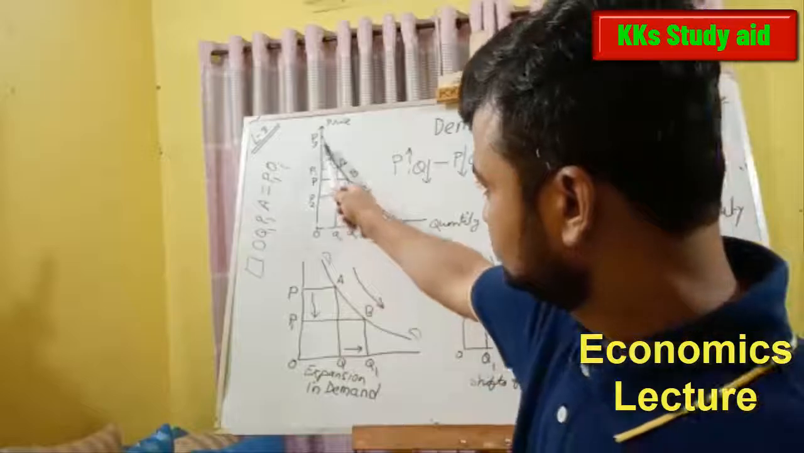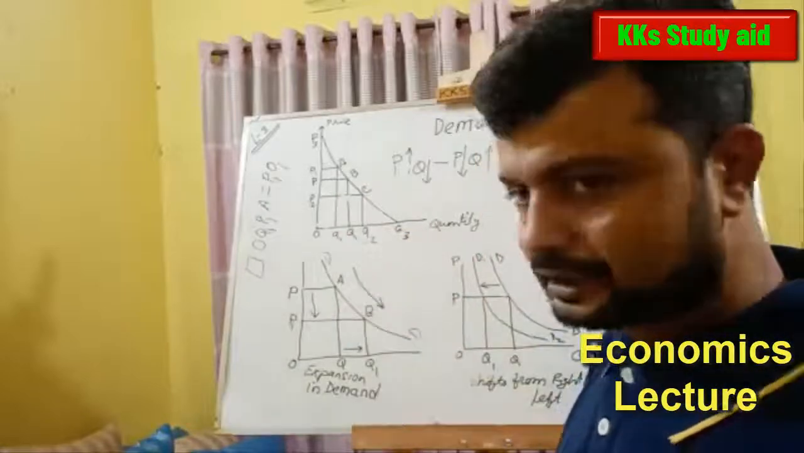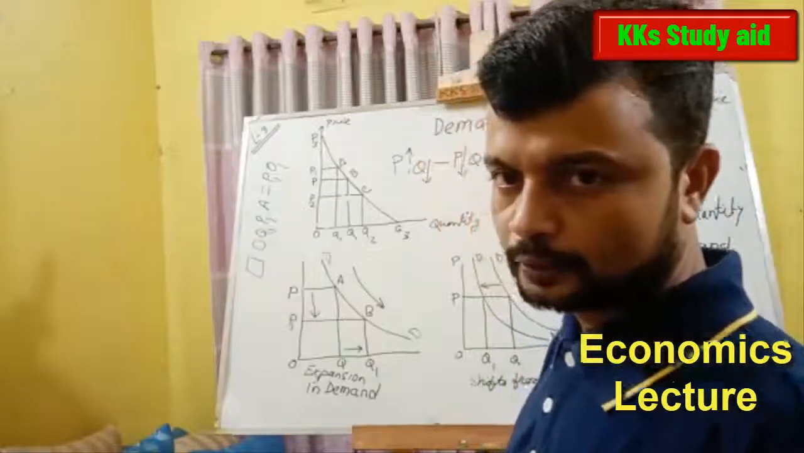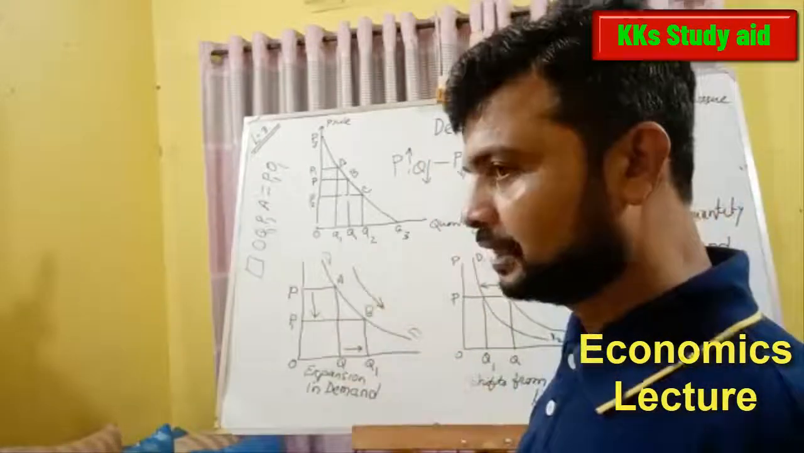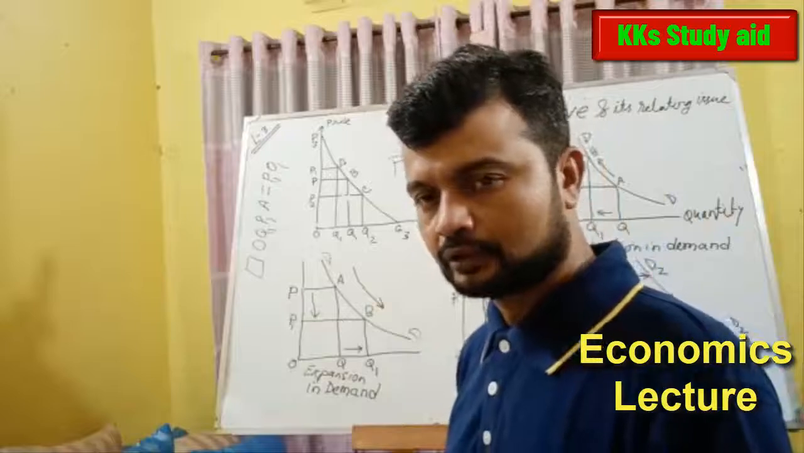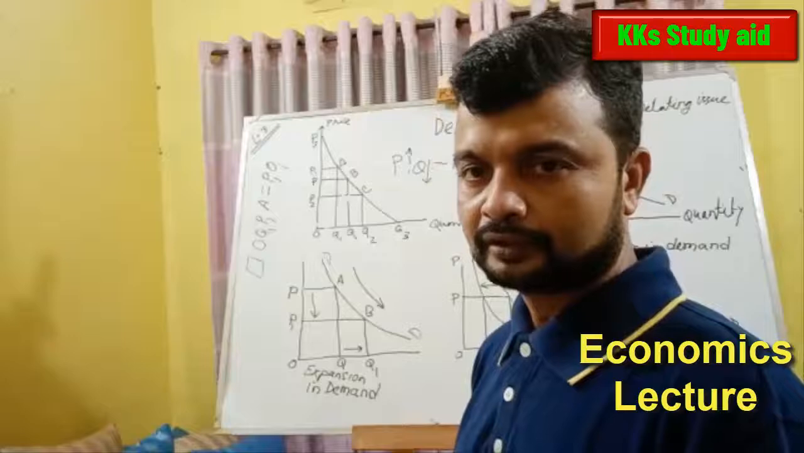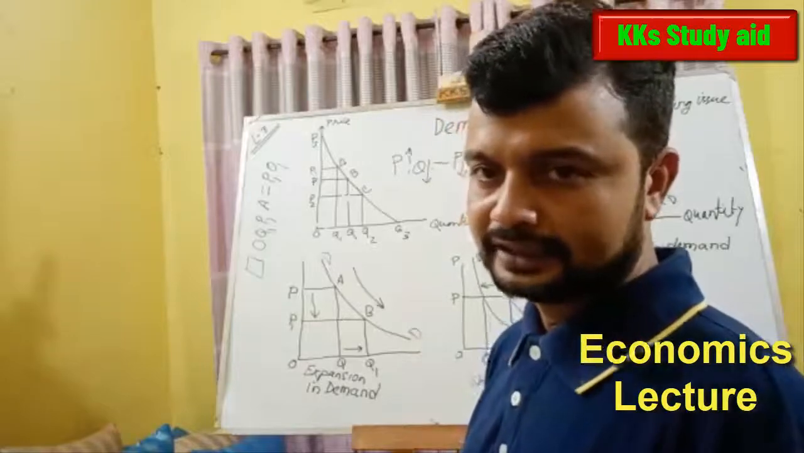A typical demand curve slopes downward. It slopes from left to right. But what is the reason behind this? What causes the demand curve to slope down from left to right? The answer is very simple.